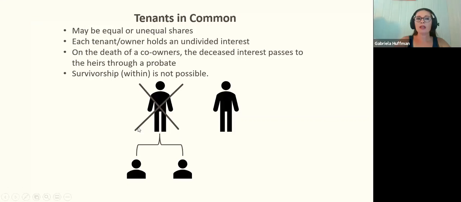Tenancy in common may be equal or unequal shares. Each tenant holds an undivided interest. On the death of a co-owner, the deceased interest passes through to their heirs. So survivorship is not possible. So remember, in tenancy in common, when someone passes away, their interest goes to their heirs. It does not survive in the original setup.